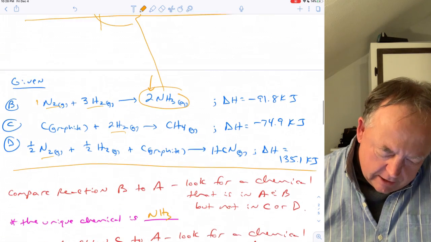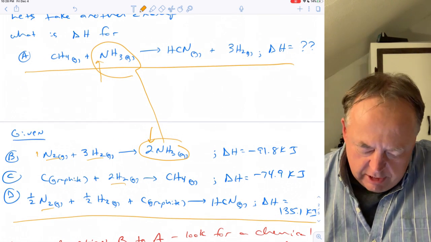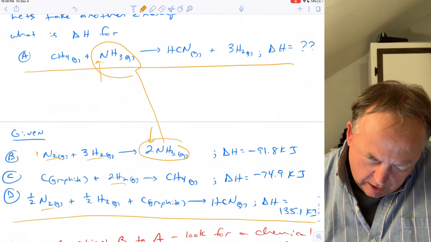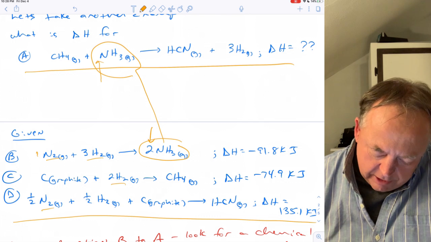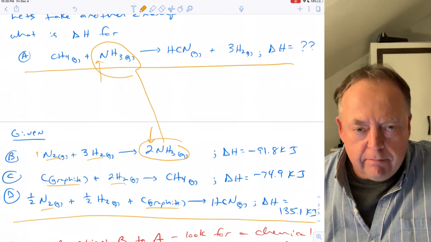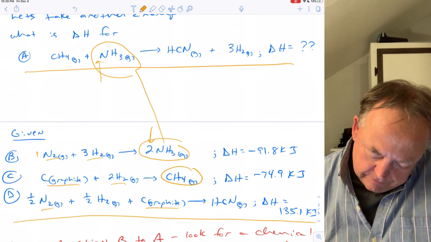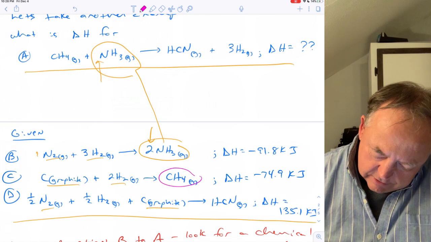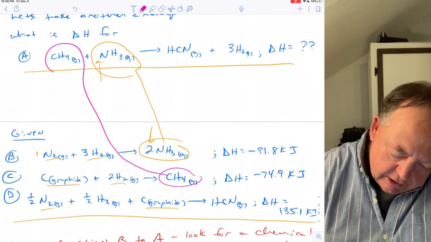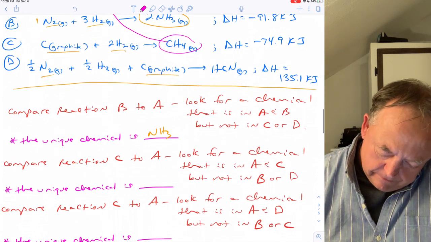So now if we compare C and A. We already established that H2 is not unique because it's in B and C. Let's see, how about CH4? Is it unique? Well, how about graphite? Is graphite unique? No, because graphite is in both C and D. So what is unique here is CH4. Let's undo that. Let's make this a different color. So CH4 is only in C and A. So CH4 is unique.